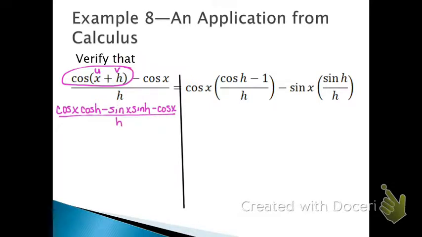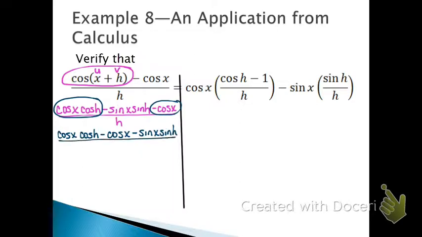We can kind of use grouping because I see that I've got cosines here and cosine here, right? So first thing I'm going to do is I'm just going to rewrite it. I'm going to switch those last two terms there. So I get cosine of x times cosine of h minus cosine of x. And then I still have my minus sine of x, sine of h all over h. I just switched those two terms, okay? Where this is all one term.